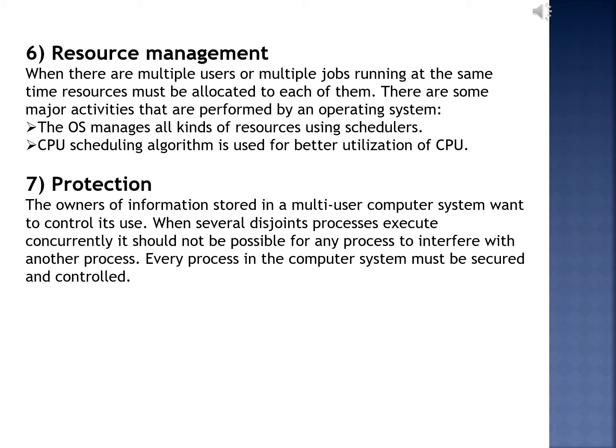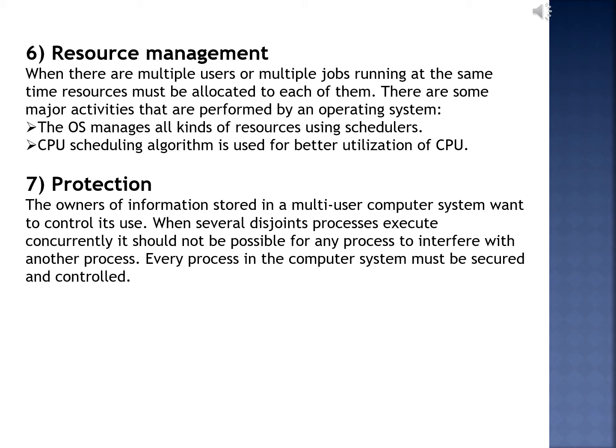Operating system also does resource management. When there are multiple users or multiple jobs running at the same time, resources must be allocated to each of them. Some major activities performed by an operating system are allocating all kinds of resources using schedulers. CPU scheduling algorithm is used for better utilization of CPU.